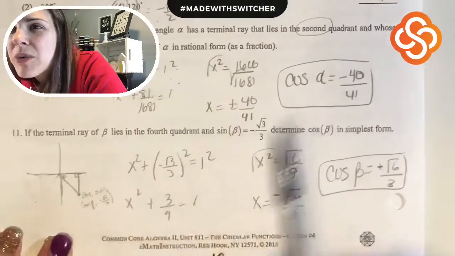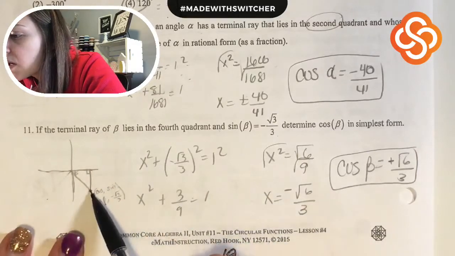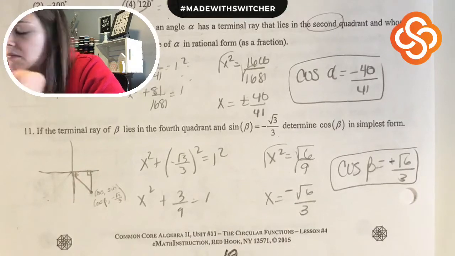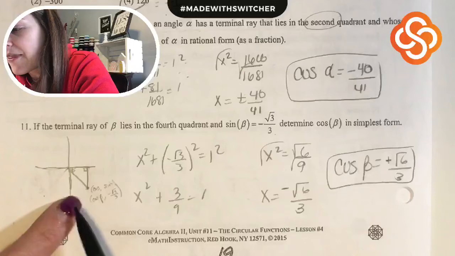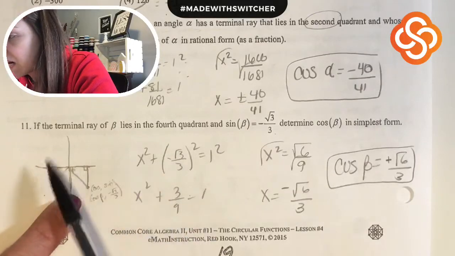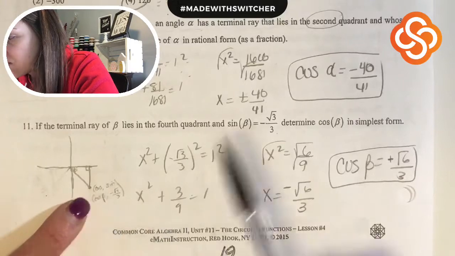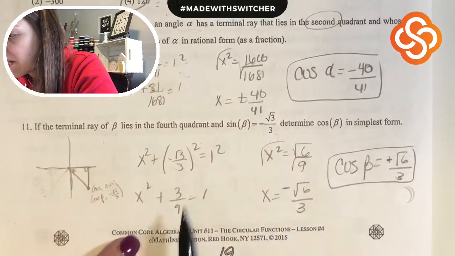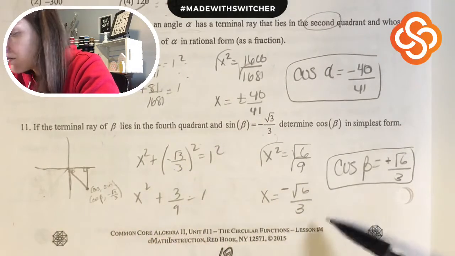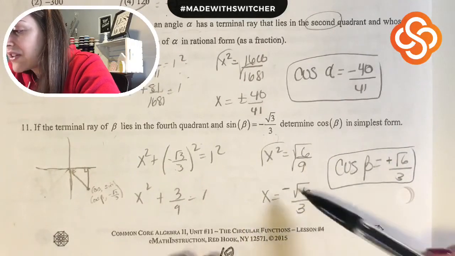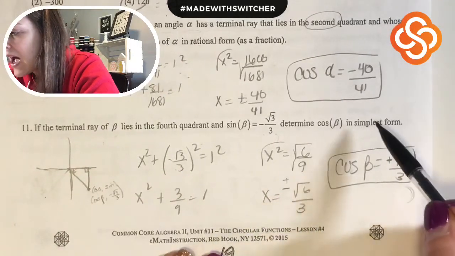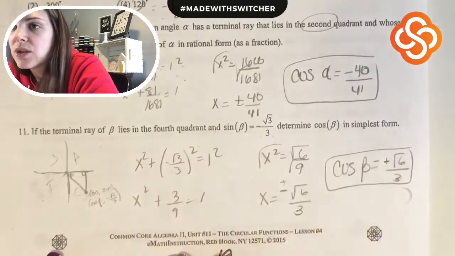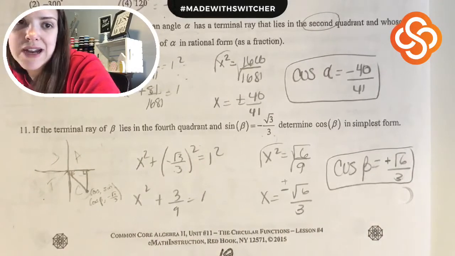And then number 11 here, we have the terminal ray lies in quadrant 4. This was different than what was posted on my answer key, possibly, so sorry about that. So let's take a look at this one here. If the terminal ray lies in the fourth quadrant, we have our sine is negative radical 3 over 3. We can put that right into the formula. We can square it, we can subtract it, we can take the square root, and then again we get the positive and negative version of that answer, plus and minus. However, All Students Take Calculus, and cosine should be positive in quadrant 4. So that's why the answer should be positive radical 6 over 3.